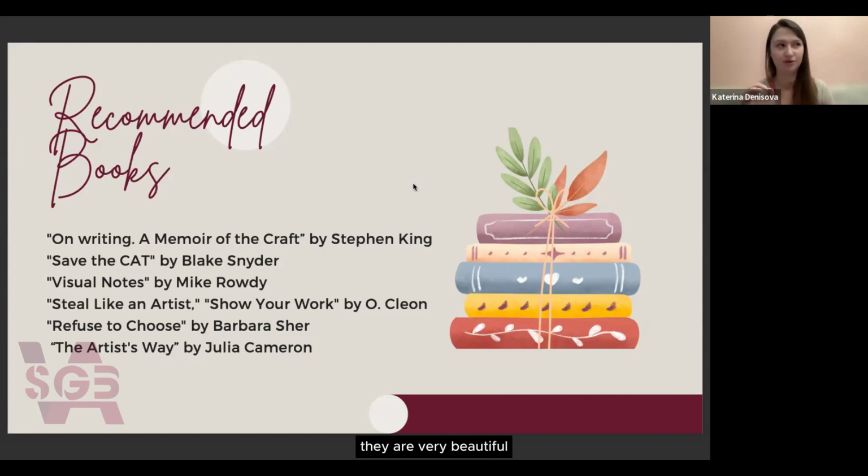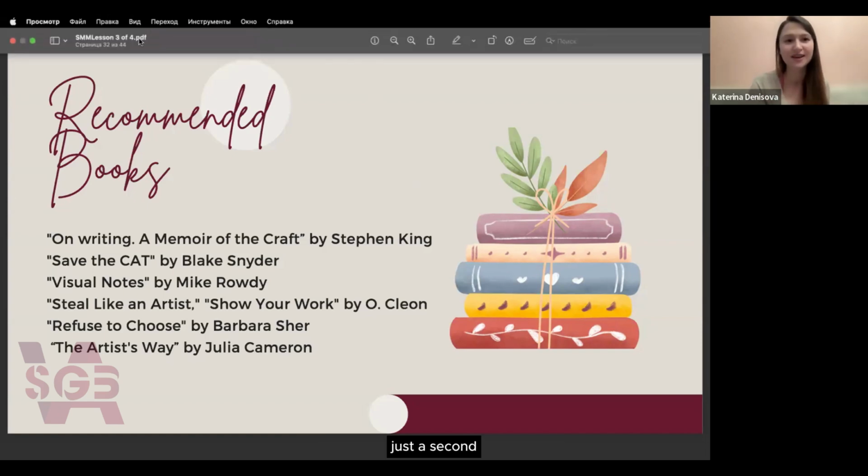They are very beautiful. I maybe even want to show you mine, just a second. So look how beautifully this book is designed. In English, it has absolutely the same design.